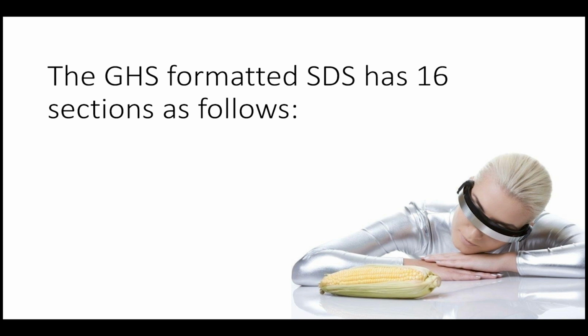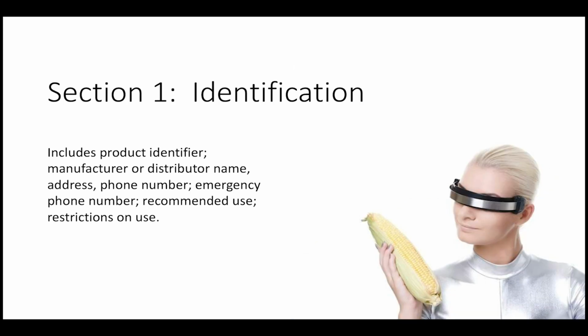The GHS formatted SDS has 16 sections. Nearly every chemical that we'll be working with has a GHS format. It's our international classification of labeling chemicals. So 16 sections, and we're going to go through each one, starting with number 1, identification.